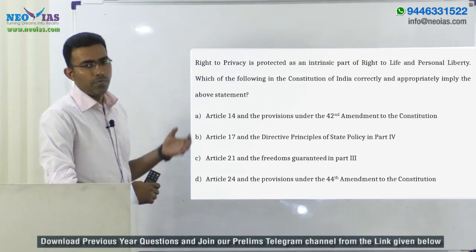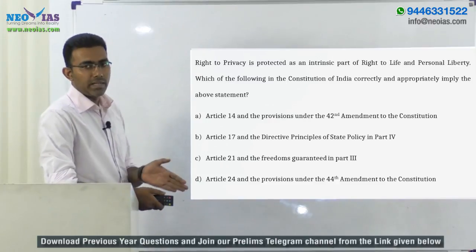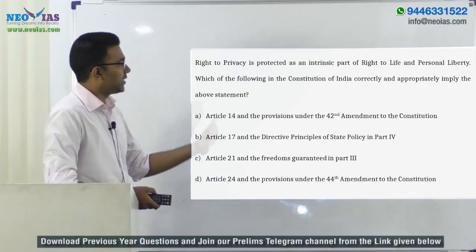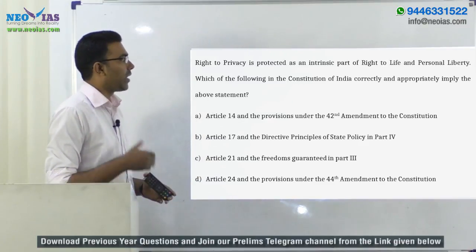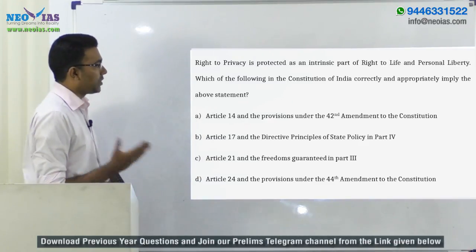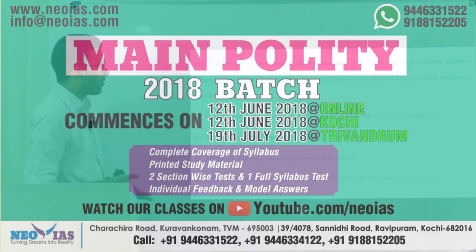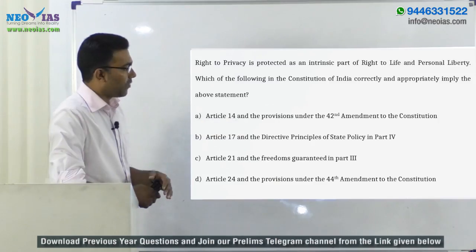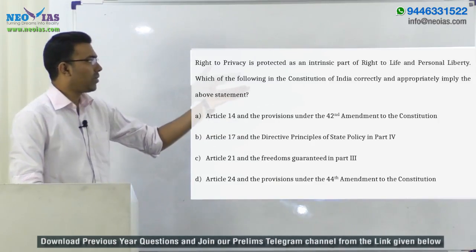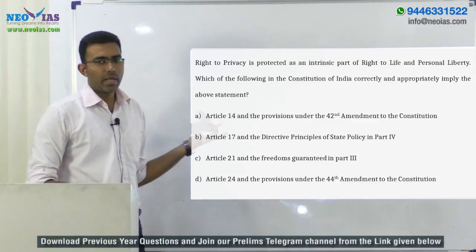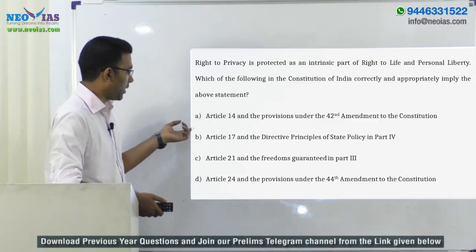Now the next one, this is a very simple question we have discussed in the test series as well as in the classes again and again. Right to privacy is protected as an intrinsic part of right to life and personal liberty. Which of the following in the Constitution of India appropriately implies the above statement? Option A, Article 14 and the provisions under the 42nd Constitutional Amendment Act. We know that right to life and personal liberty does not come under Article 14. So then and there, we can eliminate option A.